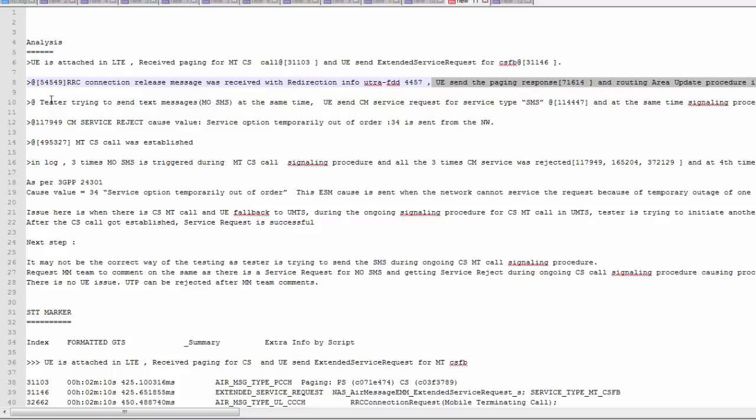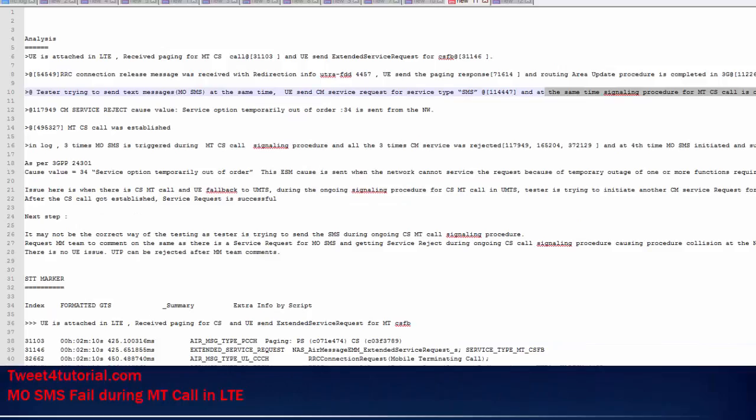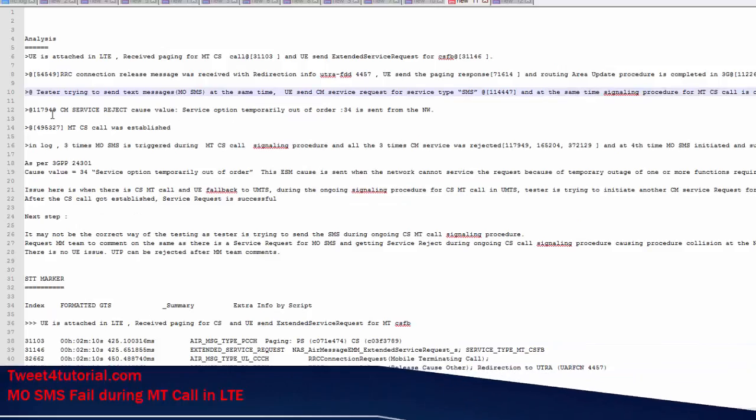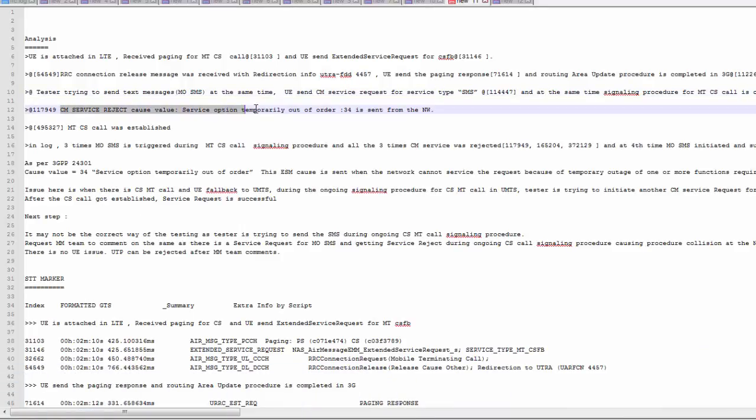Now what is the tester doing? The tester is trying to send SMS at the same time. At that time the MT call was ongoing, and the UE sent CM service request for service type SMS, while the signaling procedure for the MTCS call was ongoing. So the CM service reject cause value is service option temporarily out of order. At the same time the MTCS call was established.